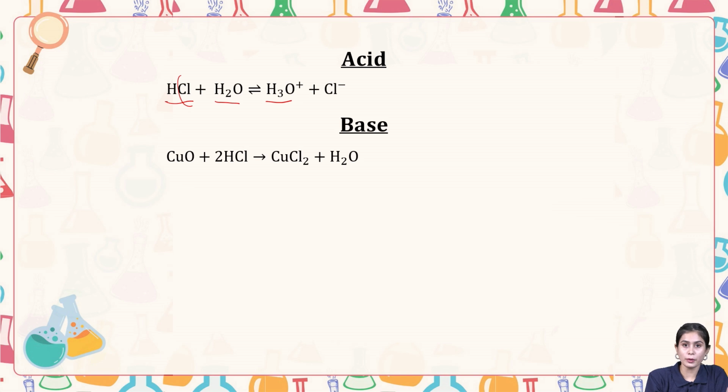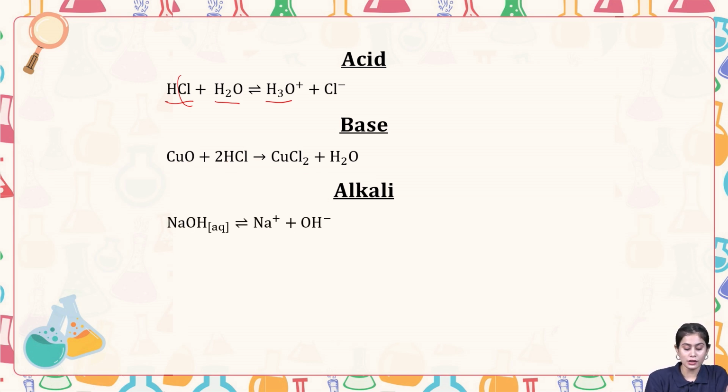The reaction of a base with an acid. So copper oxide is the base. The reaction with acid HCl will give you copper chloride, CuCl2, and H2O, that is your salt and water, like your neutralization reaction. Let's move on to alkali.